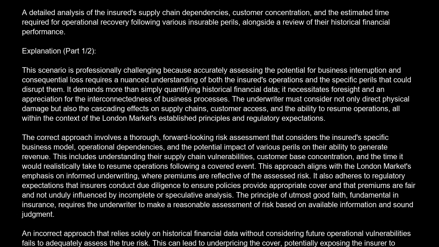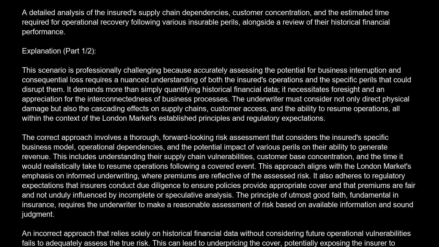Explanation. This scenario is professionally challenging because accurately assessing the potential for business interruption and consequential loss requires a nuanced understanding of both the insured's operations and the specific perils that could disrupt them. It demands more than simply quantifying historical financial data. It necessitates foresight and an appreciation for the interconnectedness of business processes. The underwriter must consider not only direct physical damage, but also the cascading effects on supply chains, customer access, and the ability to resume operations, all within the context of the London market's established principles and regulatory expectations.